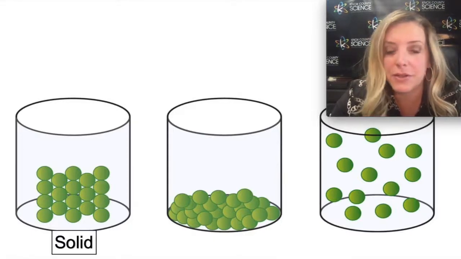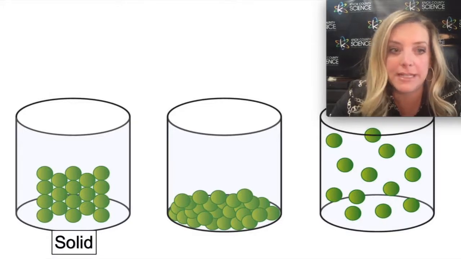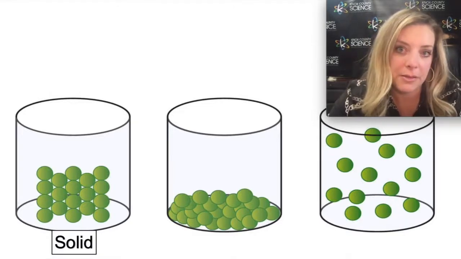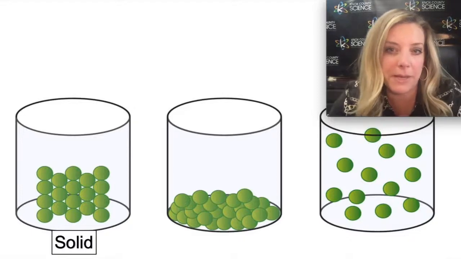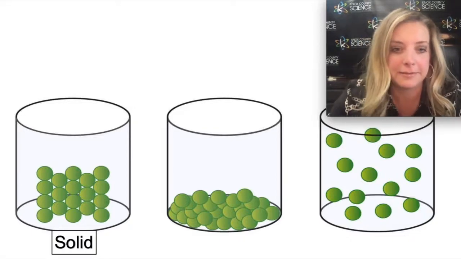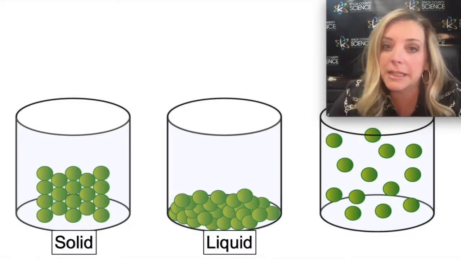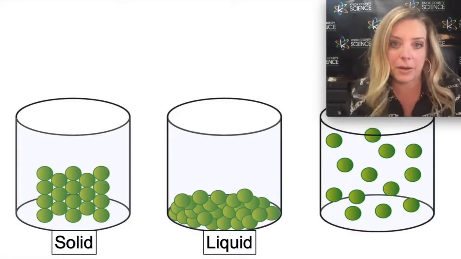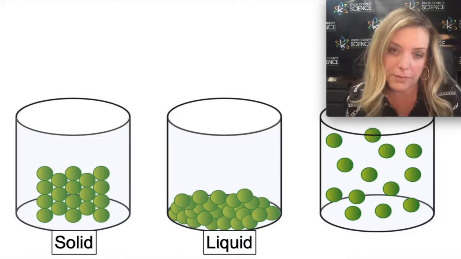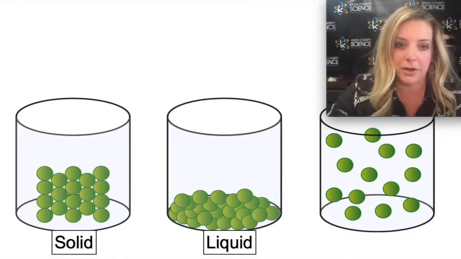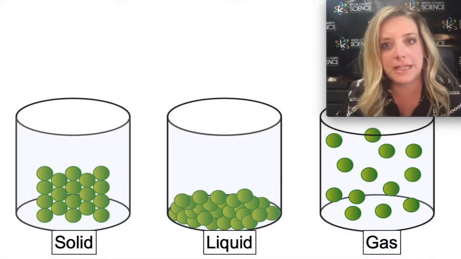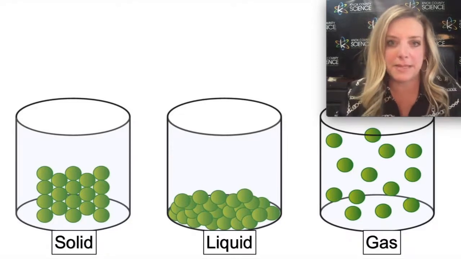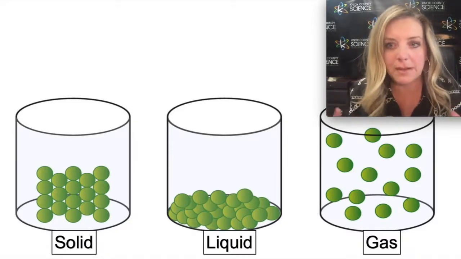Did you say this first one was a solid? If you look, you can see it's a very fixed shape. Those particles don't seem to be flopping around or moving around anywhere. Did you say this one's a liquid? It's taking the shape of the container, and the particles just move and settle wherever they're supposed to within that container. And the last one here is a gas. The particles seem to be as far away from each other as they possibly can be.